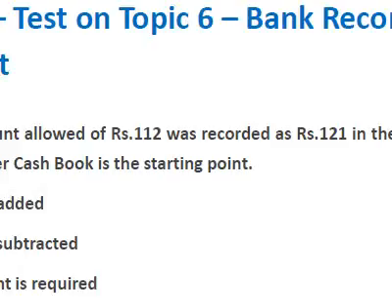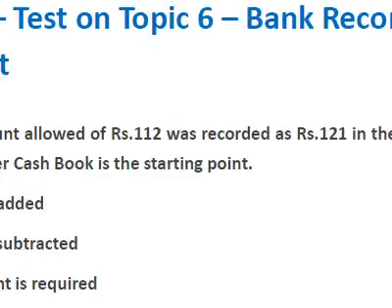Next, a cash discount allowed of rupees 112 was recorded as 121 in the bank column. When the balance as per the cash book is the starting point, what are we supposed to do? Okay, so see, the problem does not specifically say on which side of the cash book it has been recorded as 121, but we know that the discount allowed column appears on the debit side of the cash book, right? Because the debit side records the money that we receive from the debtors, and so when we receive money from debtors and it's prompt payment, we generally give them a cash discount, and so logically on the debit side the cash discount column appears.